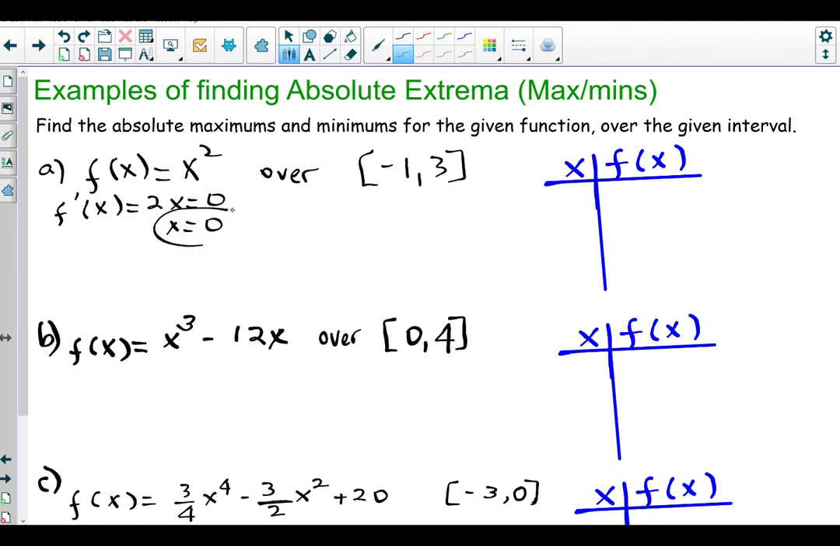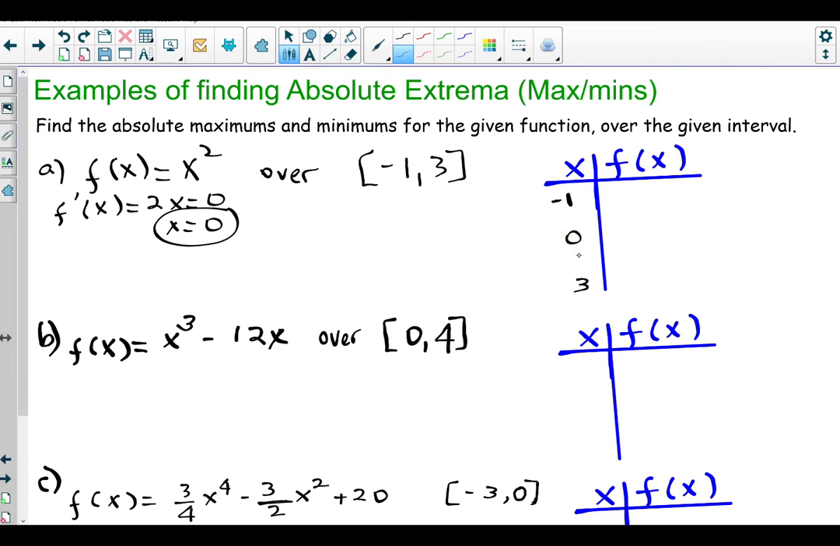Now remember, you need to take the critical points as well as the endpoints of your interval, and I like to put them from the lowest to the highest, and I like to put first the endpoints of the interval in here, because I can only use the critical points that fall in this interval. Like if I got x equals 4 here, I couldn't use it because I'm trying to find the absolute maximum within this interval. So 0 falls in between, so that's okay to use.